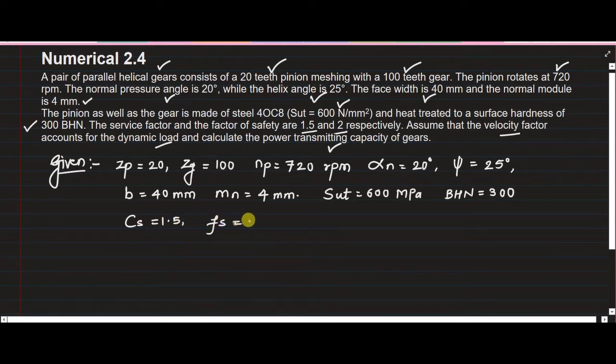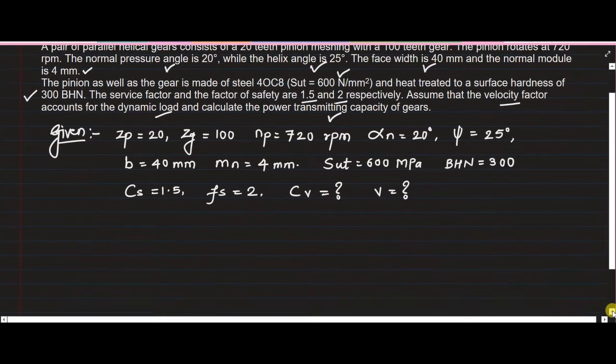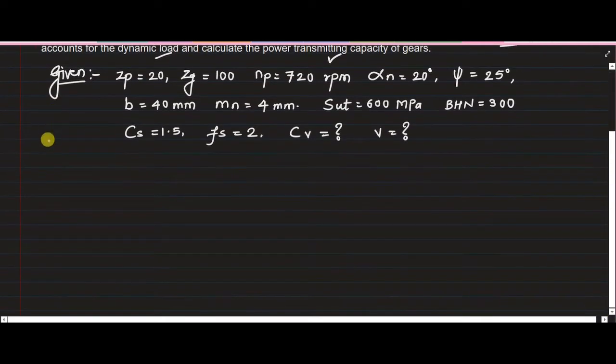So if we are talking about velocity factor, which means we need to calculate CV. And to calculate CV, we need the velocity, and these parameters are still not known. So now we will proceed towards this solution. So first of all we will calculate, like I just said, because this is helical gear, we will need virtual number of teeth so that we can use Lewis form factor.